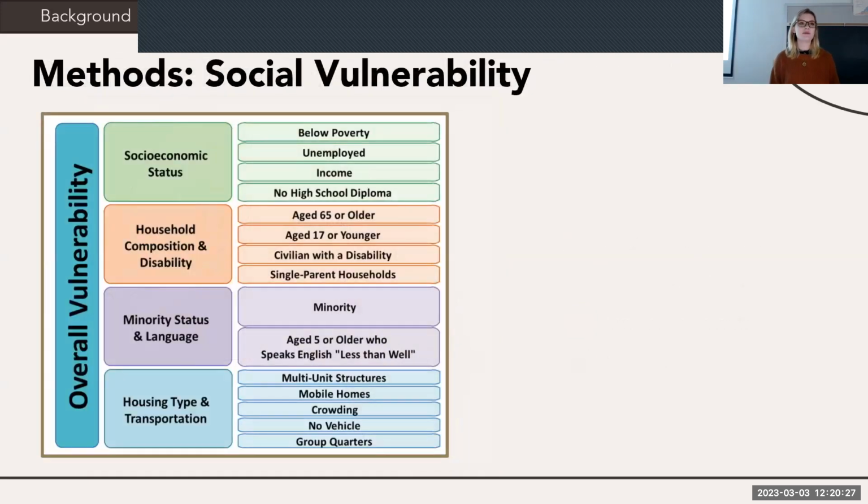So next, including my social vulnerability. This is a social vulnerability index made by the CDC using US Census Bureau data. And there are 4 themes listed here, and each of these themes has multiple factors that contribute to its overall ranking.